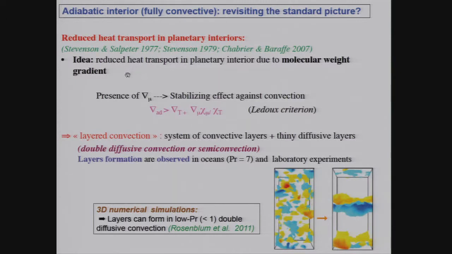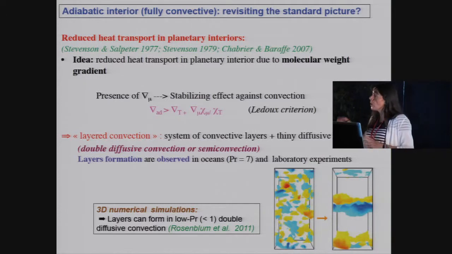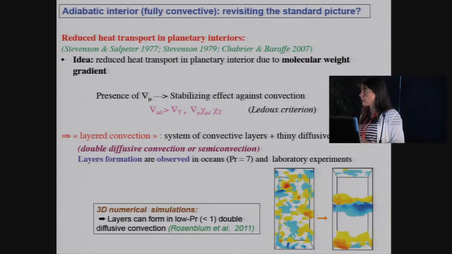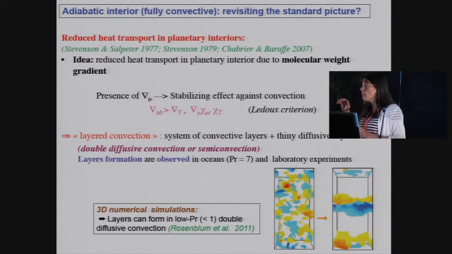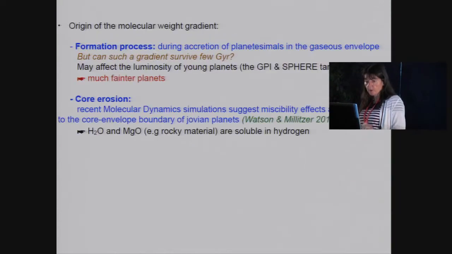And the basic effect of this layered convection would just be to inhibit the transport of heat from the very central regions of the planet to the surface. That's the main idea, and therefore it will just slow down the cooling and the contraction of your planet. And after billions of years of evolution, the planet would have a larger radius.